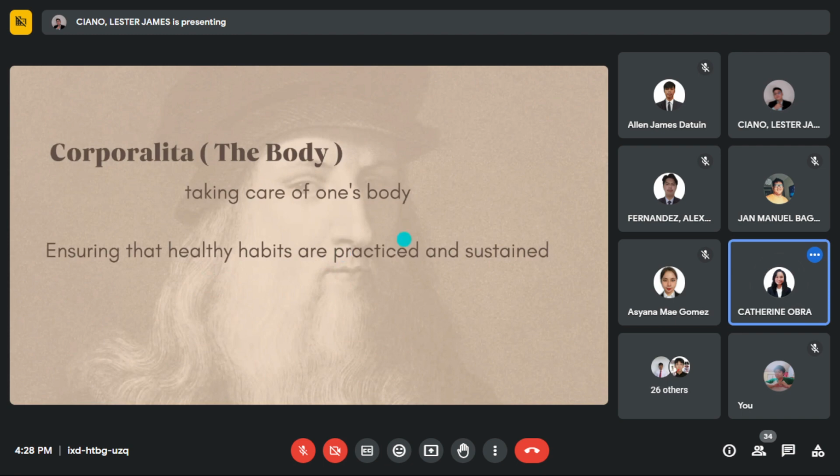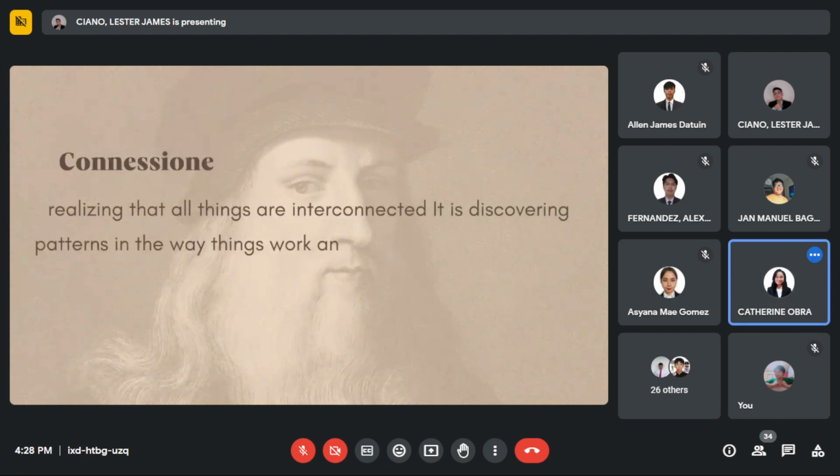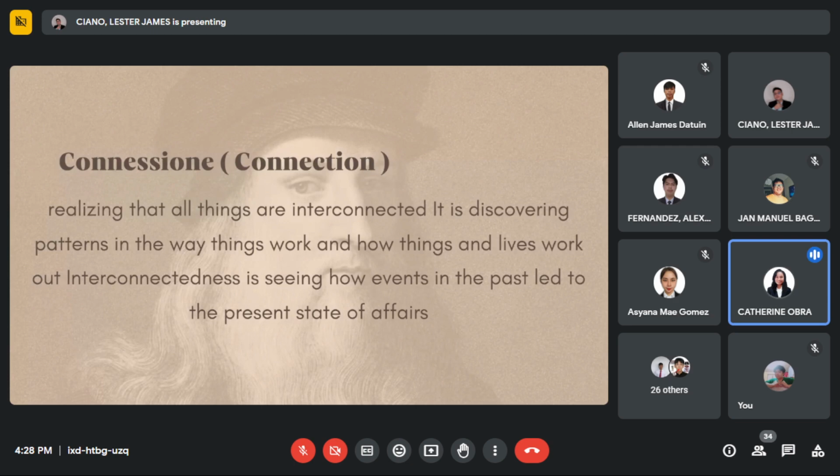Number 7, connessione, or connection. It's realizing that all things are interconnected. It is discovering patterns in the way things work and how things and lives work out. Interconnectedness is seeing how events in the past led to the present state of affairs. A closer study of history would make one realize how events in the past explain the present. Siya yung nagkakaroon ng malakas na pagkilala at pagpapahalaga sa pagkaugnay-ugnay ng mga bagay.